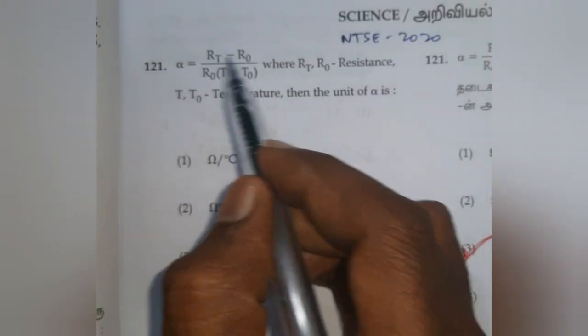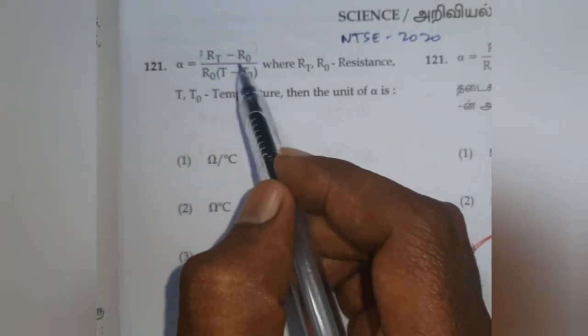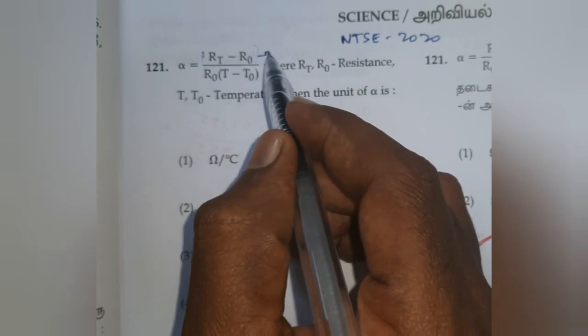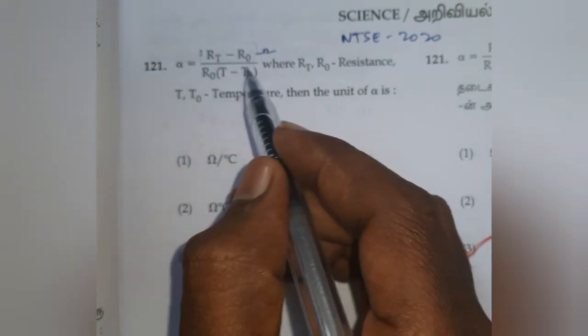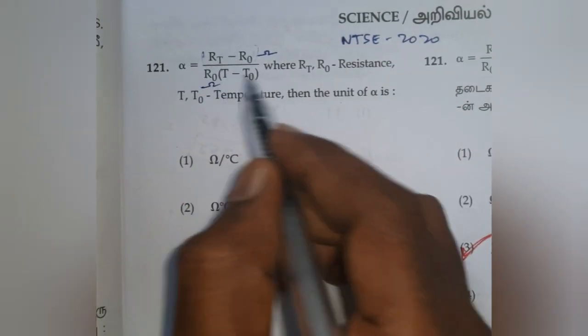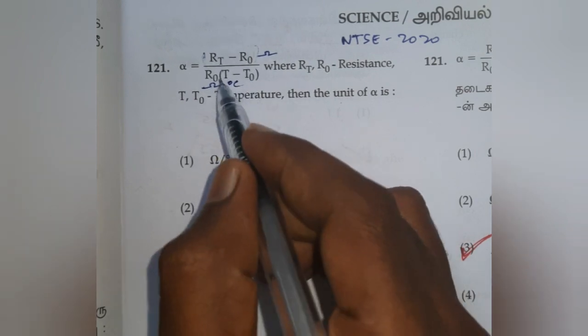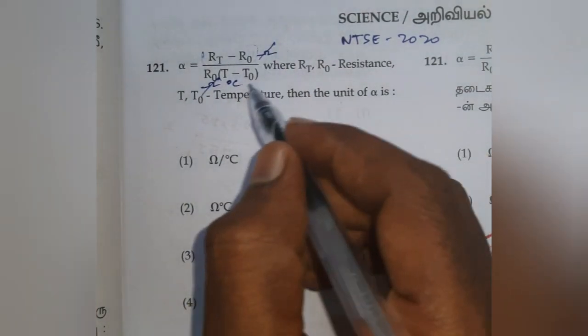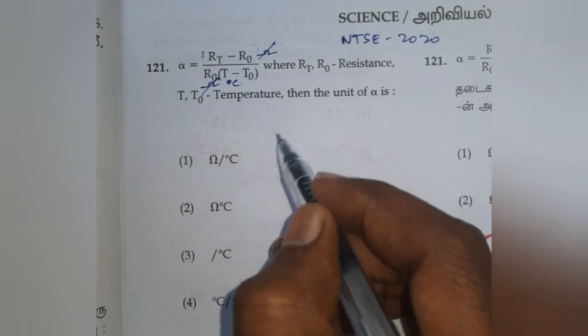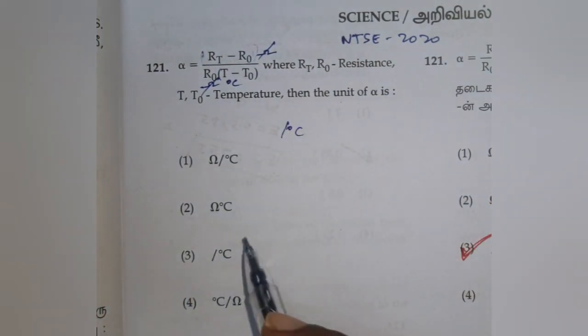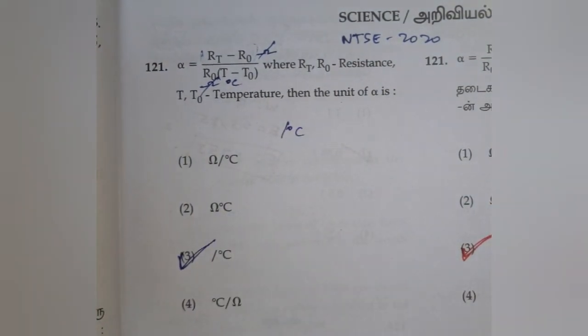So RT minus R0, together they are common, its unit is ohm. So the unit of resistance is ohm. Then the unit of temperature is degree Celsius. This ohm is going to be cancelled. So in the denominator there will be degree Celsius. So the answer is per degree Celsius. So the third option is the right answer.